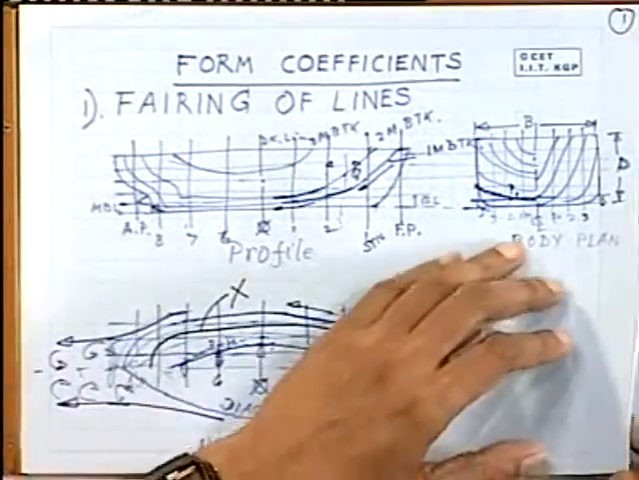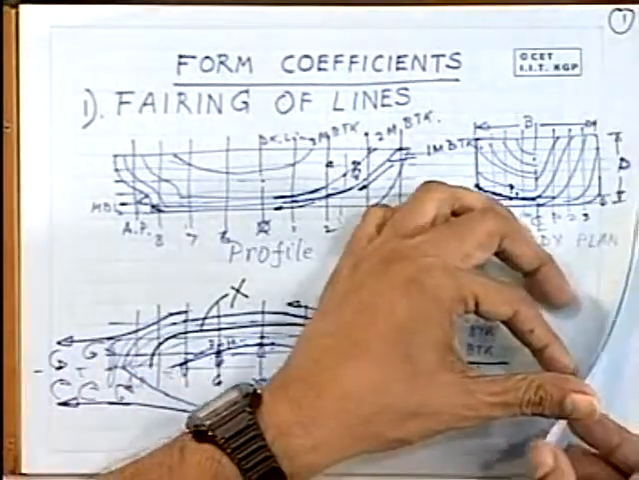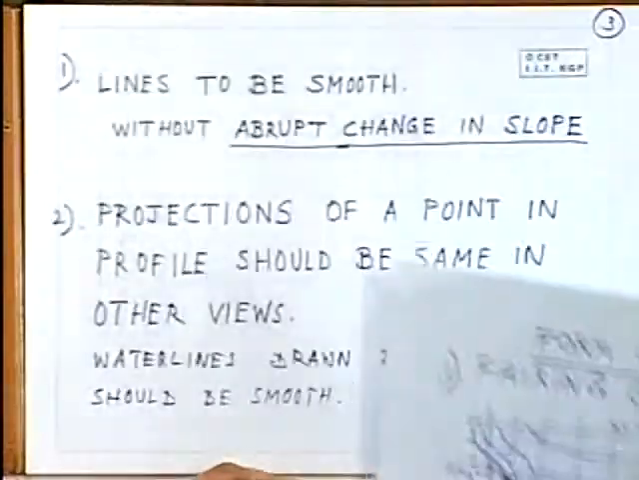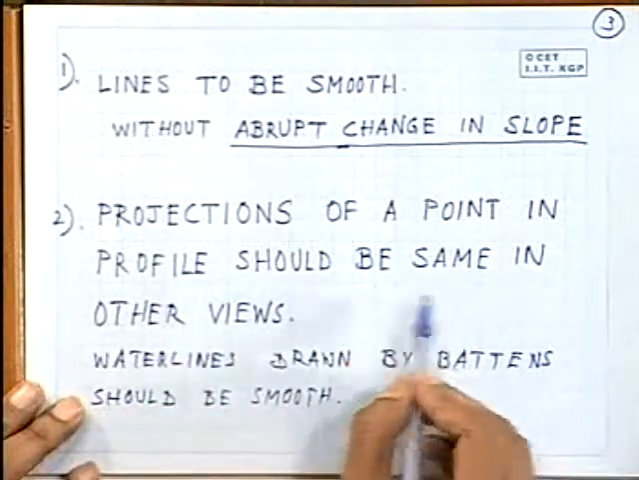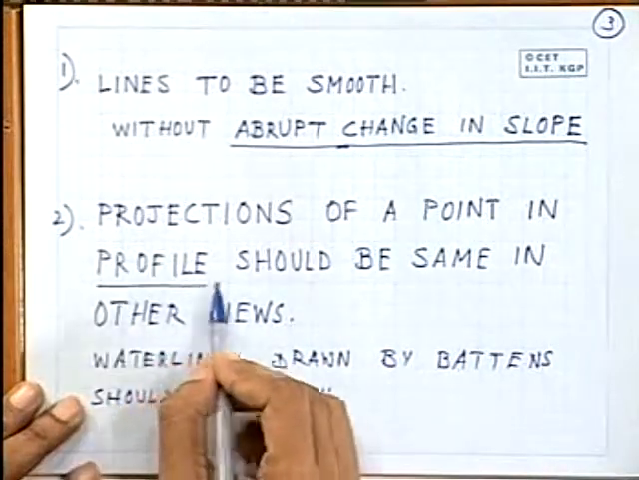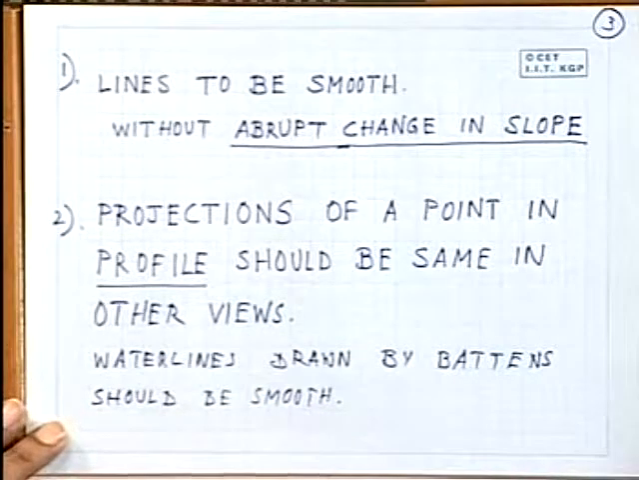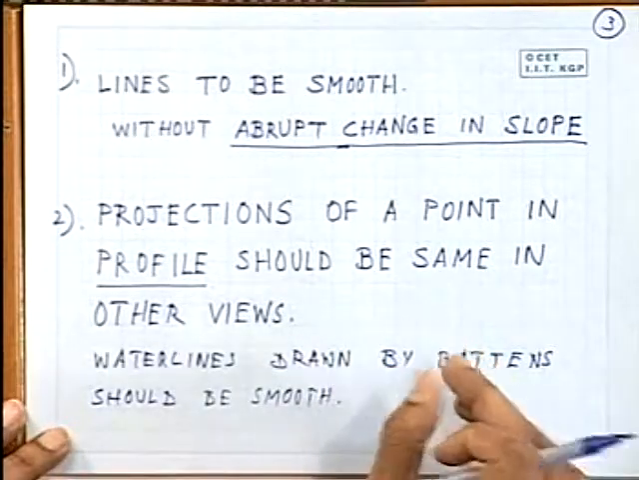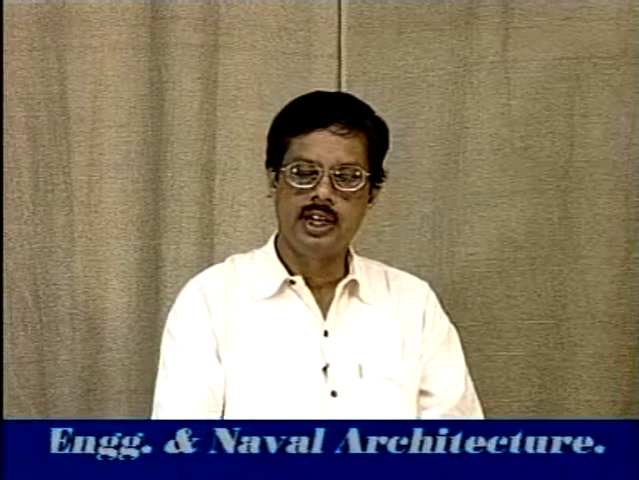So the next most important item after you have made the projections is that the projections of a point in profile should be the same in other views. In profile or any other, say body plan or half breadth plan, they have to match on the corresponding views. If the projection of a point does not match or is not the same in the other views, then there is a drastic or a serious flaw in the lines drawing. So that is called fairing.